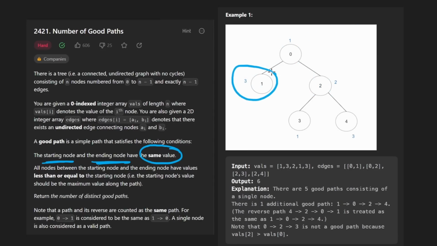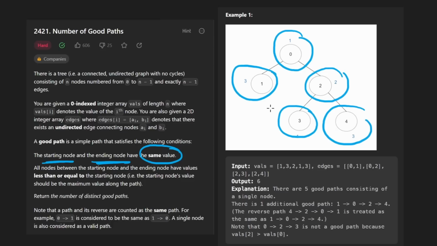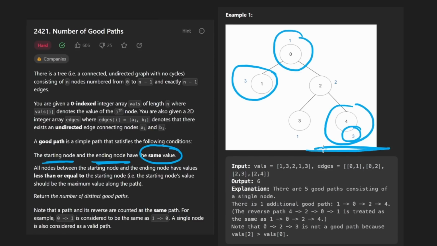Let's see how many good paths we can get starting from here. We're allowed to go here. It has a value smaller than 3. We're allowed to go here. It has a value smaller than 3. We're allowed to go here and we're allowed to go here. This is our next layer, but this is basically a dead end and we never got to another 3. Here, though, is another 3. It's also a dead end, so we can't go further, but we did find a good path.